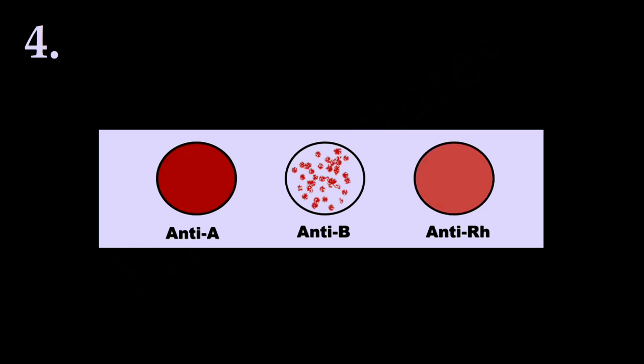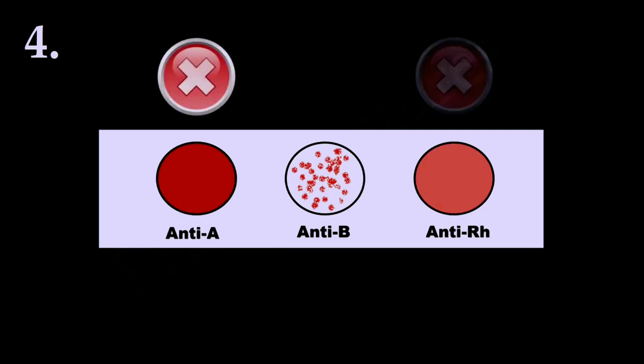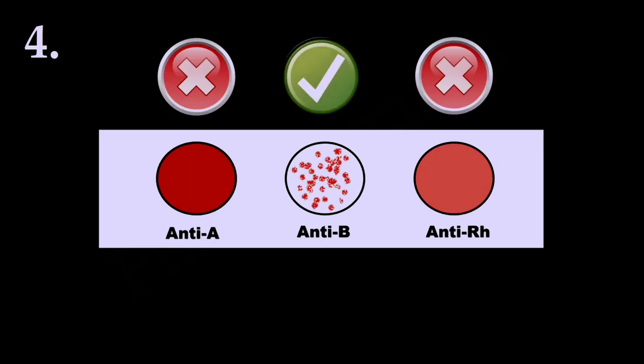Here, antigen A and Rh antigens are absent since there is no agglutination in anti-A and anti-Rh circles. Agglutination in anti-B circle indicates presence of B antigen. So, blood group is B negative.